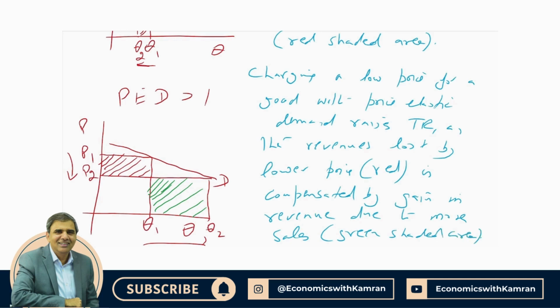That is how we have actually linked the price with total revenues for products with different PEDs. We can give a numeric example as well, but probably we do not have time for that. Maybe in some other question, I will use the numerical approach instead of the graph approach, so that you can have an idea of both approaches.